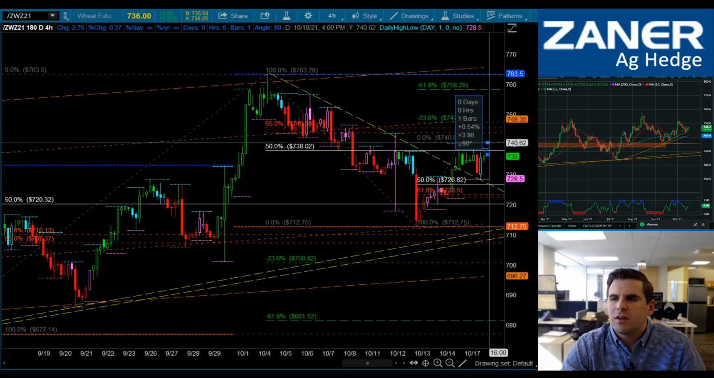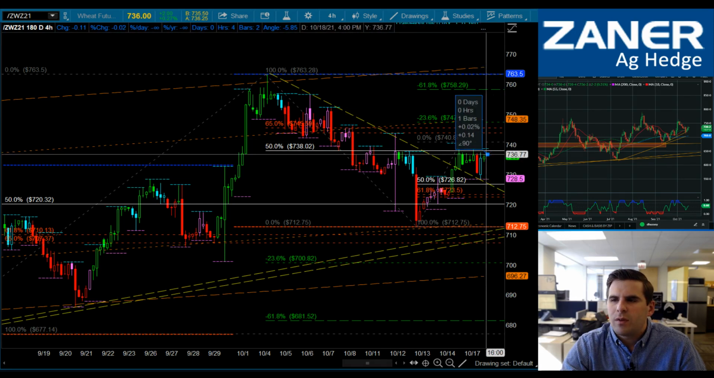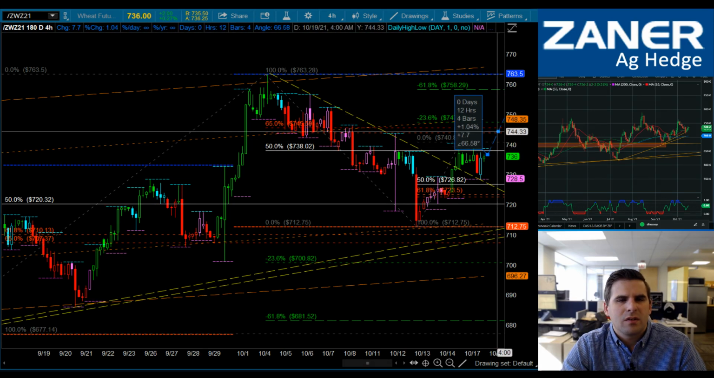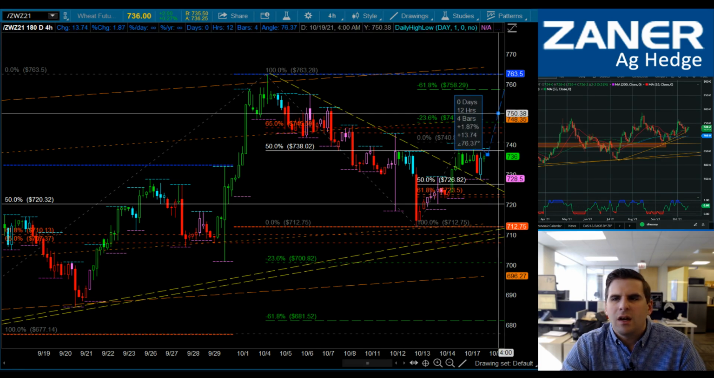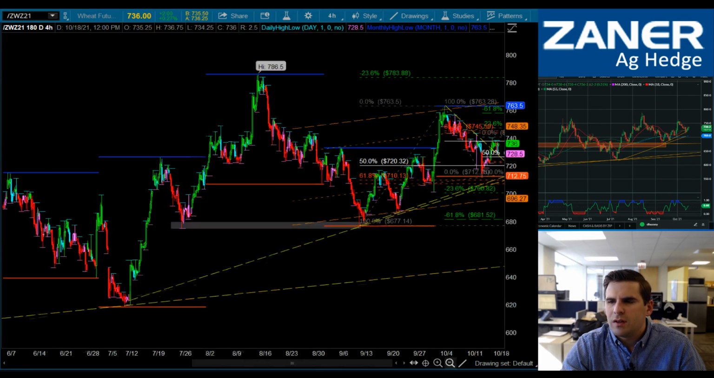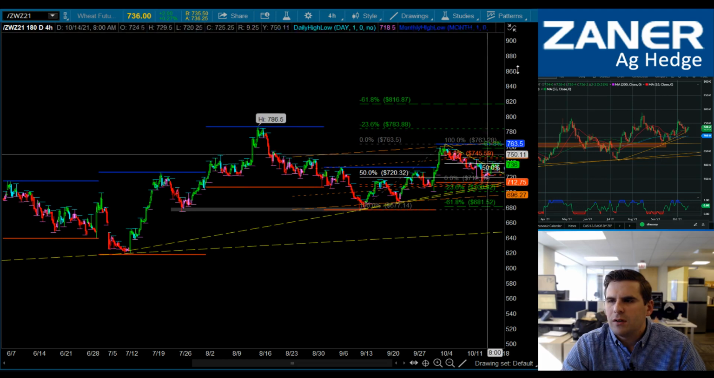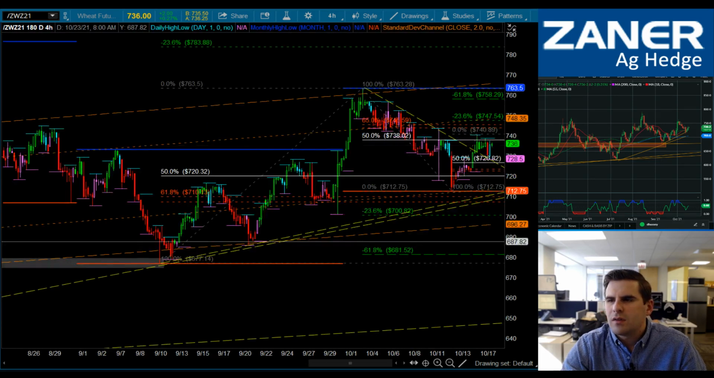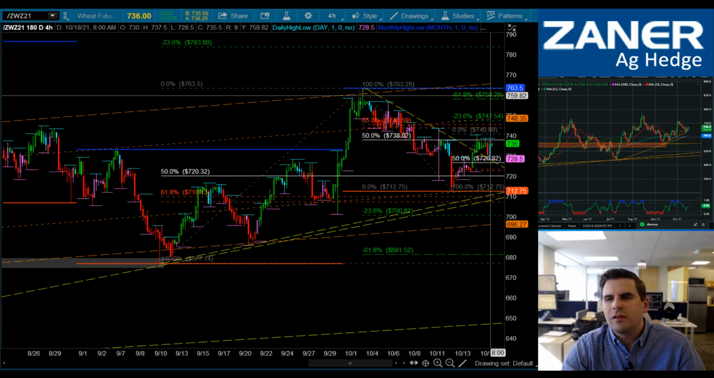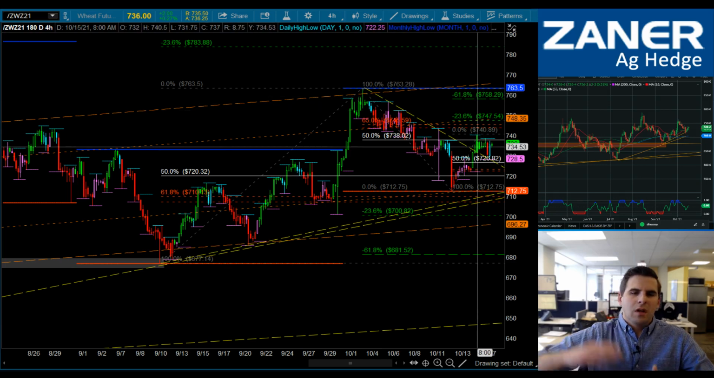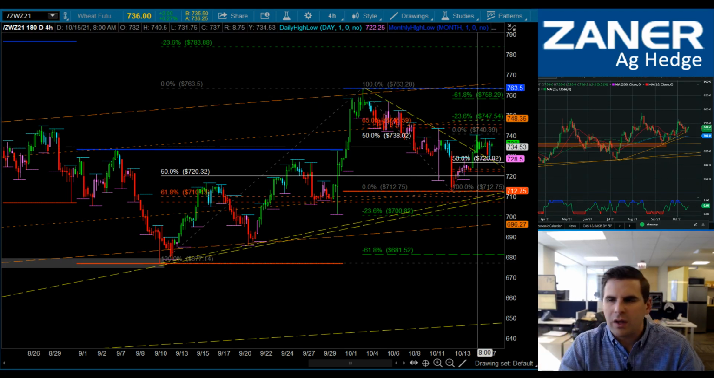Now that we're testing it a second time, I think we run the risk here of breaking out from 736, going up to 750. And if we do, we could find ourselves in a bit of a breakout for this whole market, higher. But we certainly are wanting to probably test towards 760 in the high end of this range to see if that consolidation is going to continue or if we're going to break out higher.